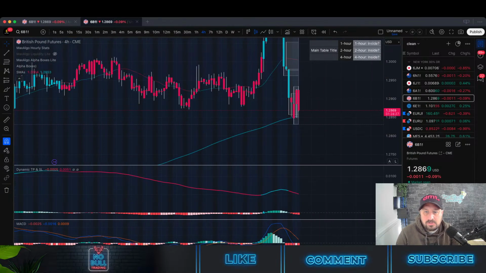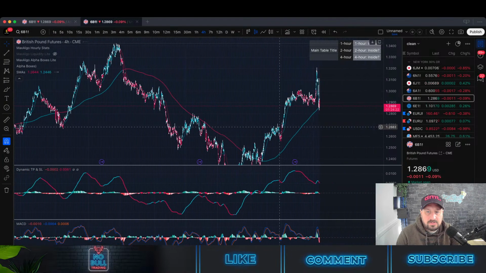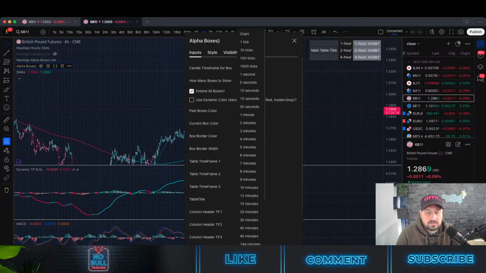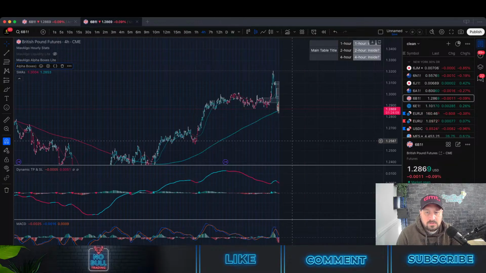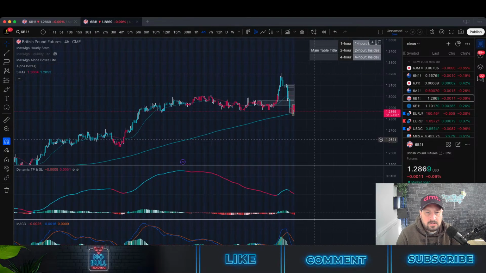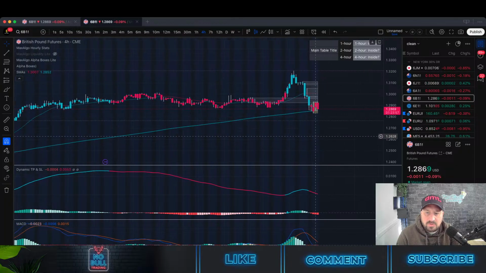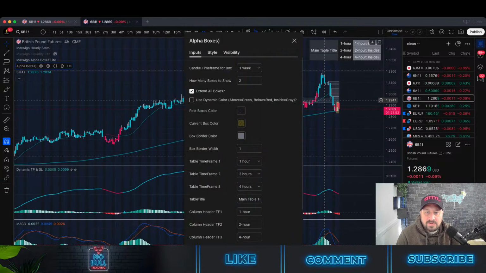So, we're on the 4 hour on the pound. It's bad, but it's not that bad. Let's go through the time frames. Let's look at the weekly. Okay, so if the pound goes below 1.282 and closes below that, then we can expect a bearish week this week.